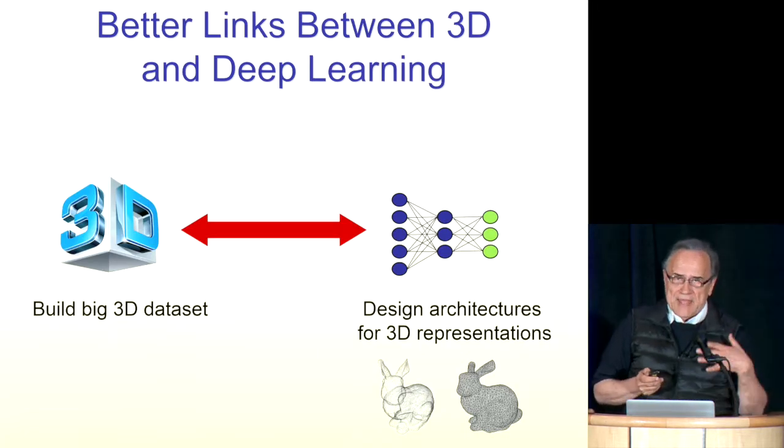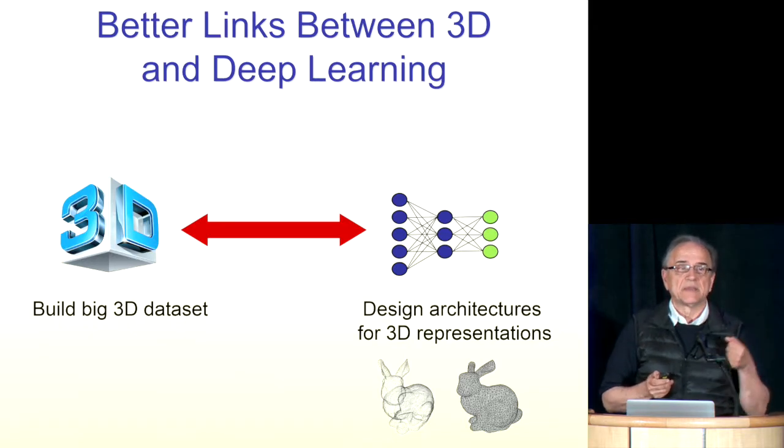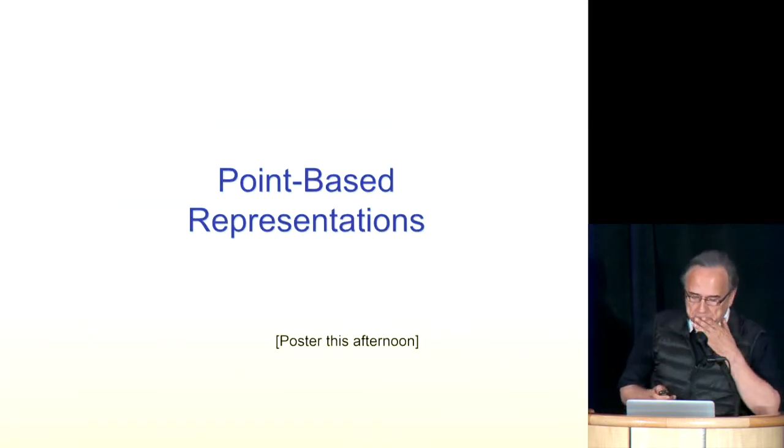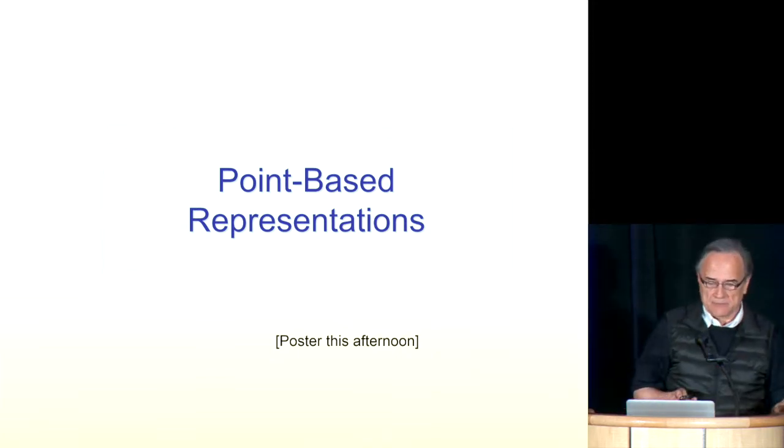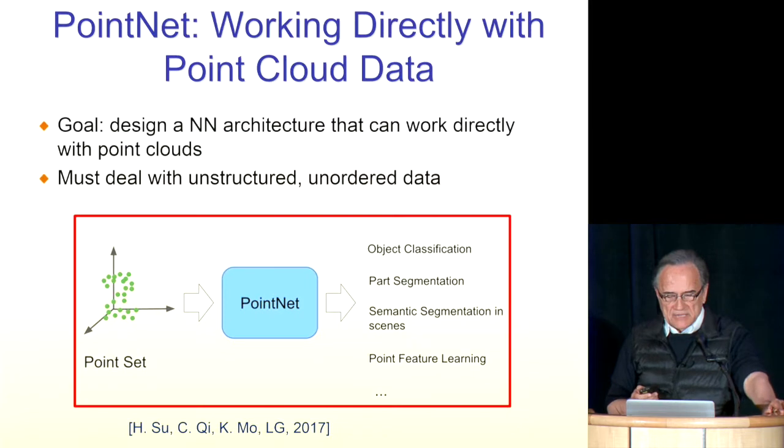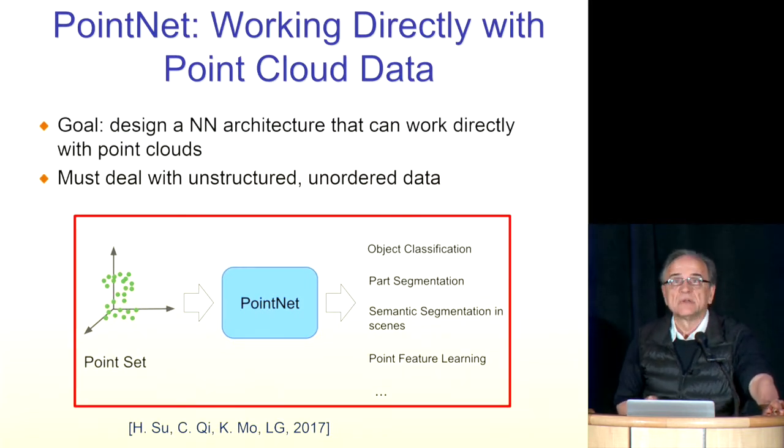And this is a topic that I think is central, how to link better big data in 3D form and machine learning. Let me say a little bit about point-based representations. There'll be a poster this afternoon about that. Again, the idea is now data will come in as point clouds, 3D point clouds. We're going to build a deep net that directly generates from the point cloud classification, segmentation, and so on.